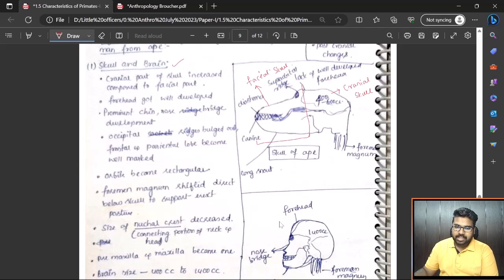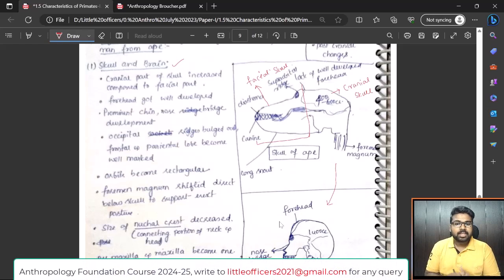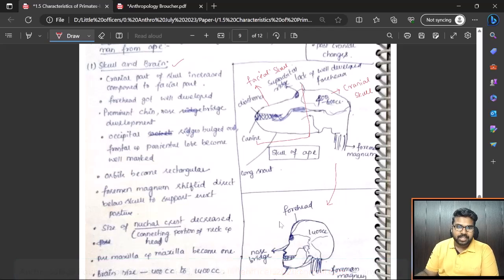But as the time progressed, as the evolution took place, as the ecosystem was changing from forest to grasslands, there was a requirement to develop better vision at the cost of the smell. There was a requirement to develop a bigger brain at the cost of the face. That is the reason why the well-developed face got receded, and that has given rise to bigger cranial capacity, bigger brain. So as a result, what changes have happened? Let us look at them.